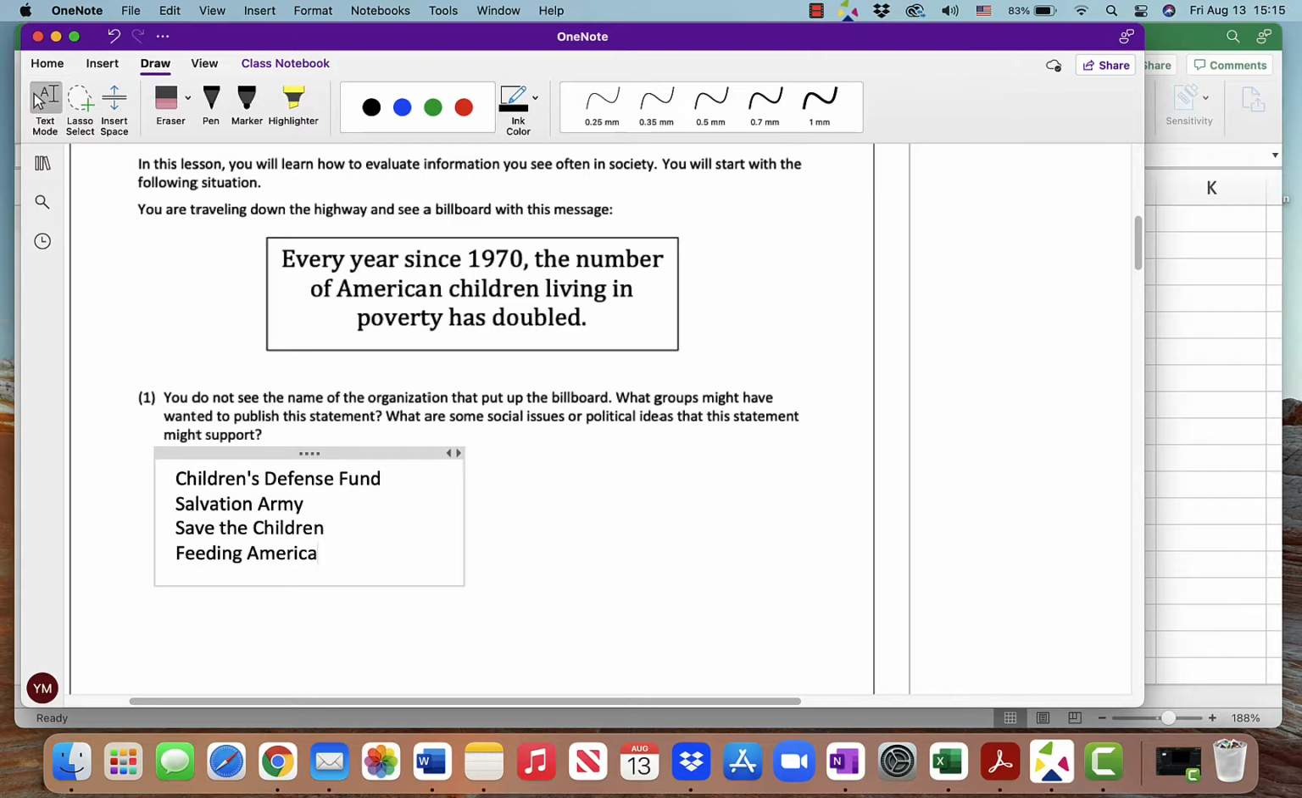Now, you might also ask yourself a question: why would somebody post a billboard, which, as any advertisement, costs money? What is the purpose of this? Alright, so maybe what comes across is that somebody is trying to raise awareness of the importance of this situation where we want to address poverty among children in the United States.